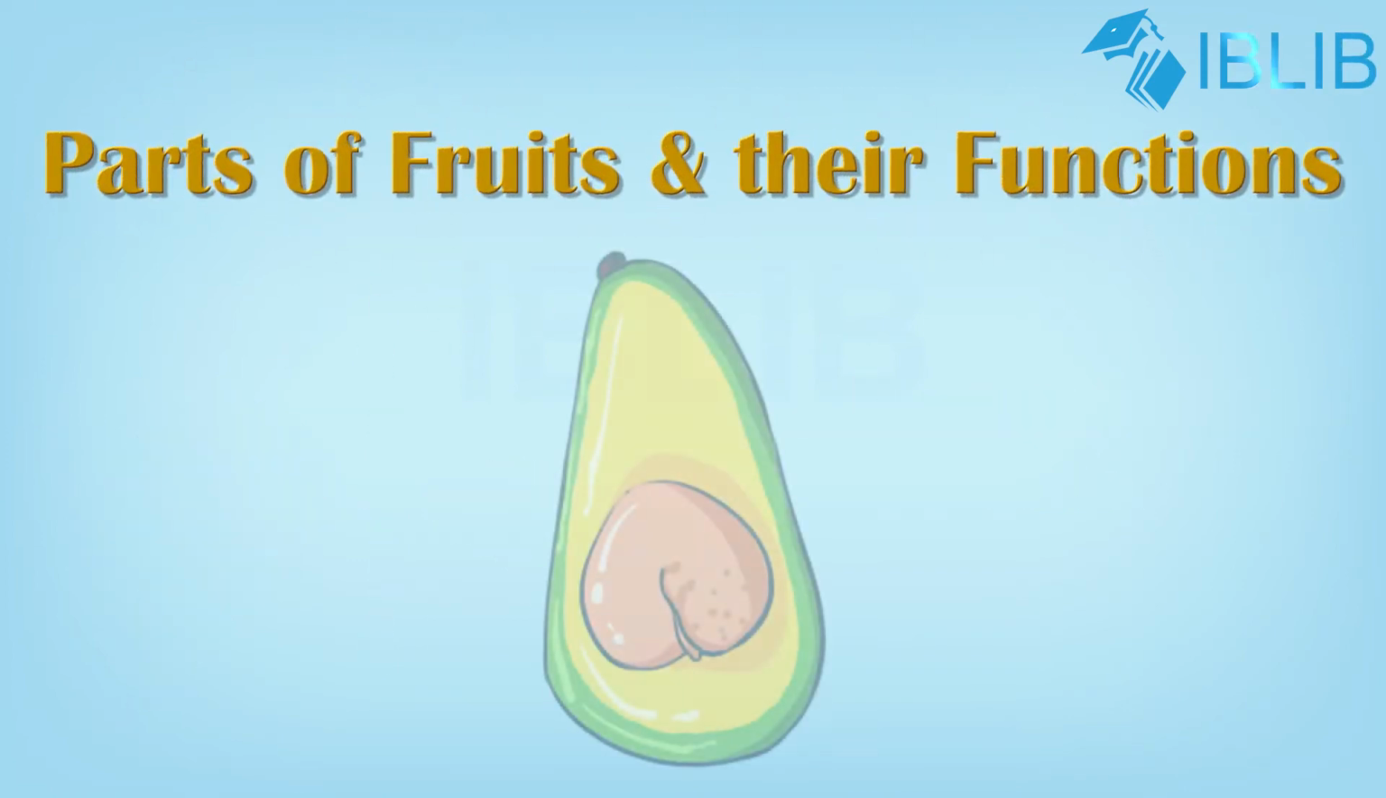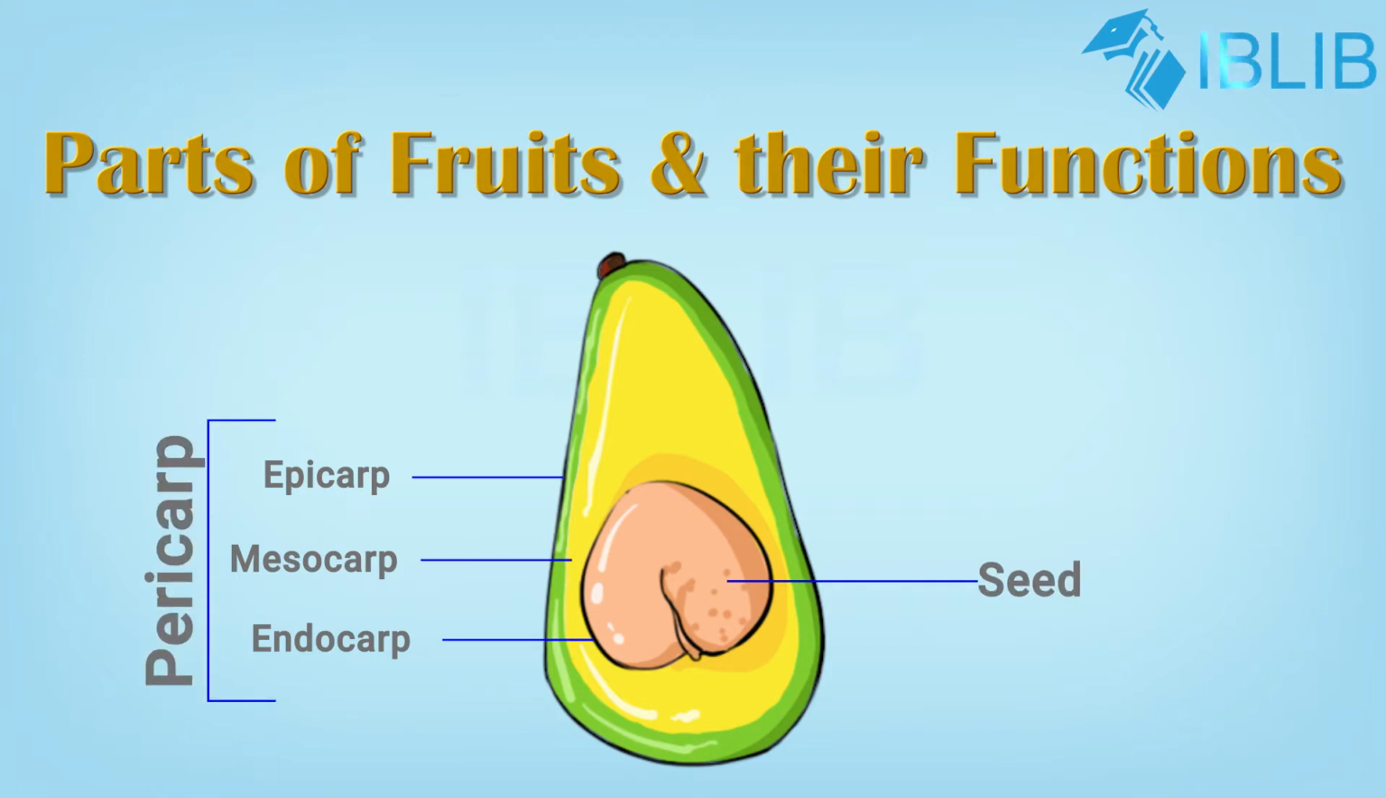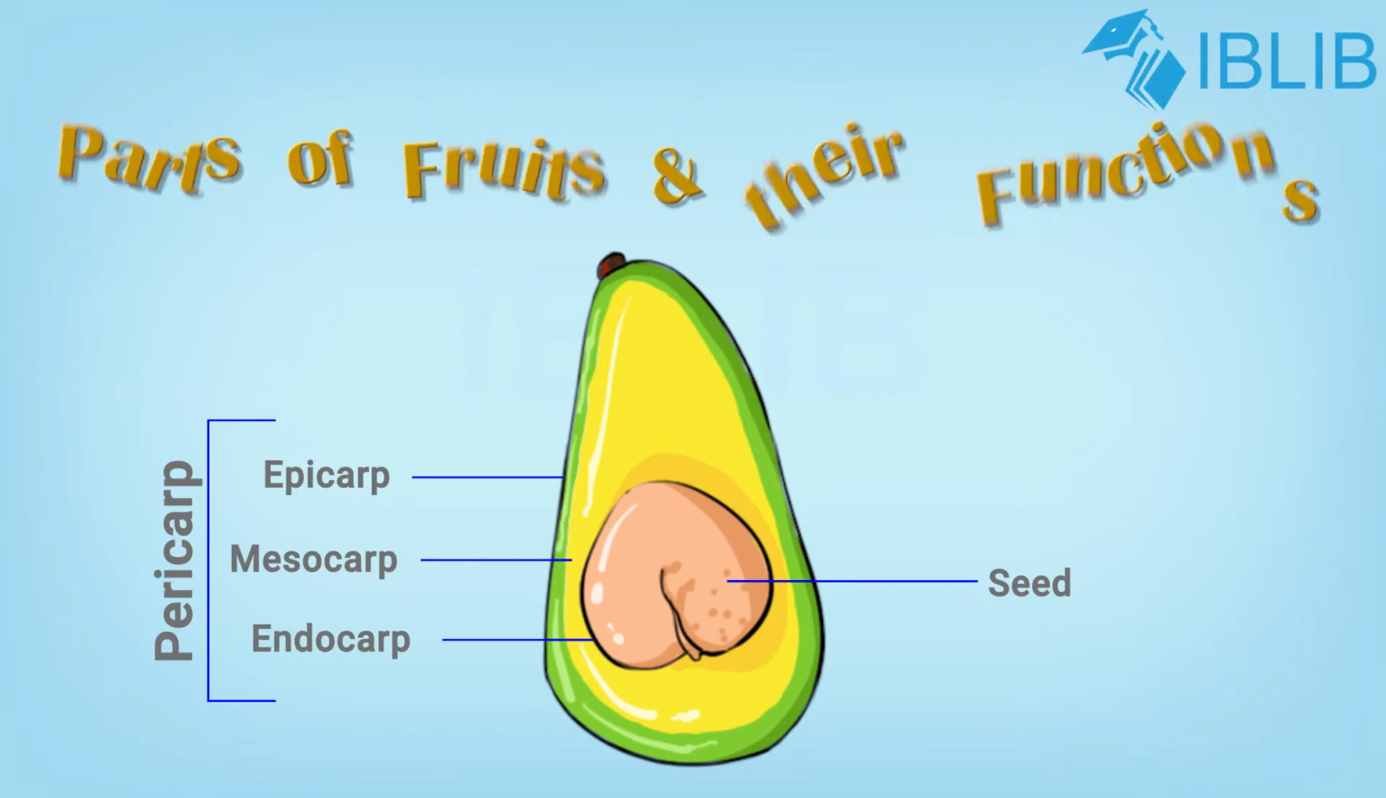Parts of fruits and their function. A fruit is ripened ovary. A fleshy fruit consists of two parts, pericarp and the seed. The pericarp develops from the wall of the ovary. It consists of three parts: epicarp, which is the thin and leathery part, mesocarp, which is the middle fleshy part, and the endocarp, that is the innermost hard part that contains the seed.